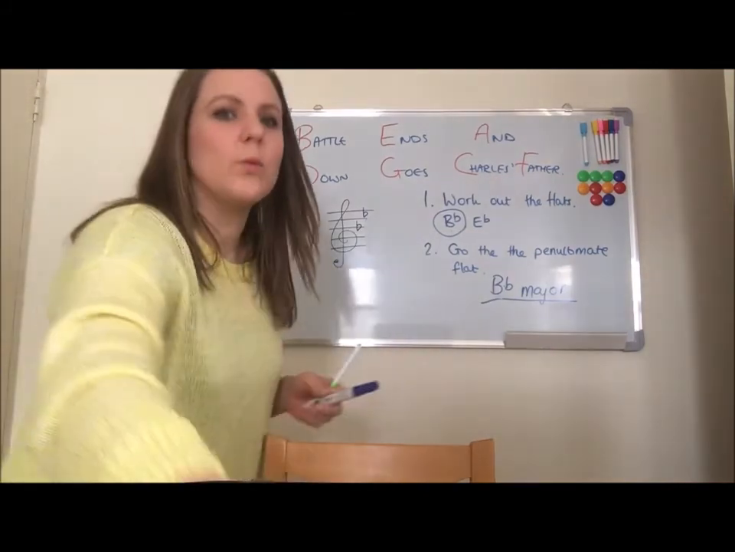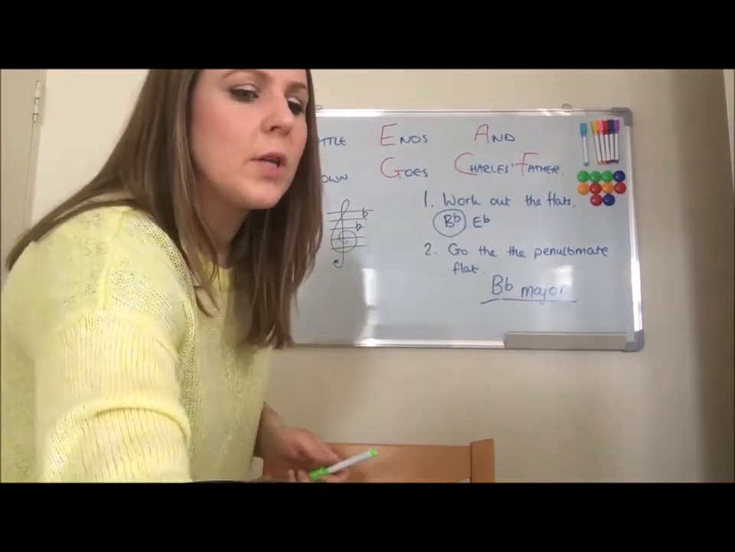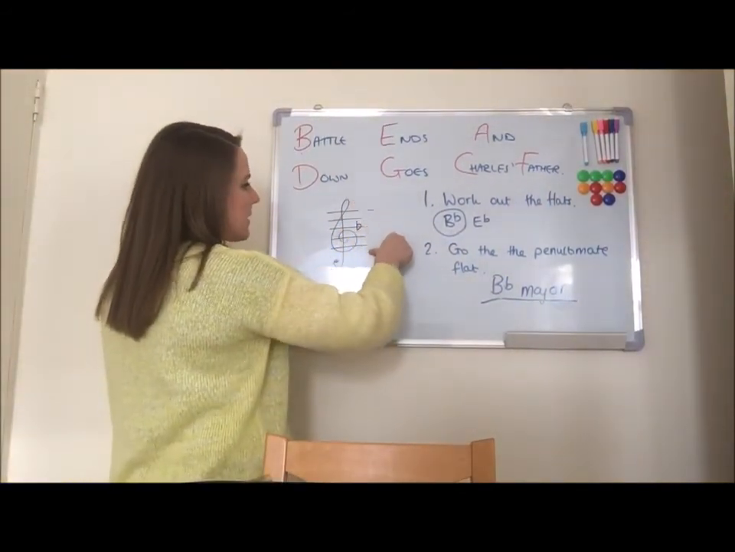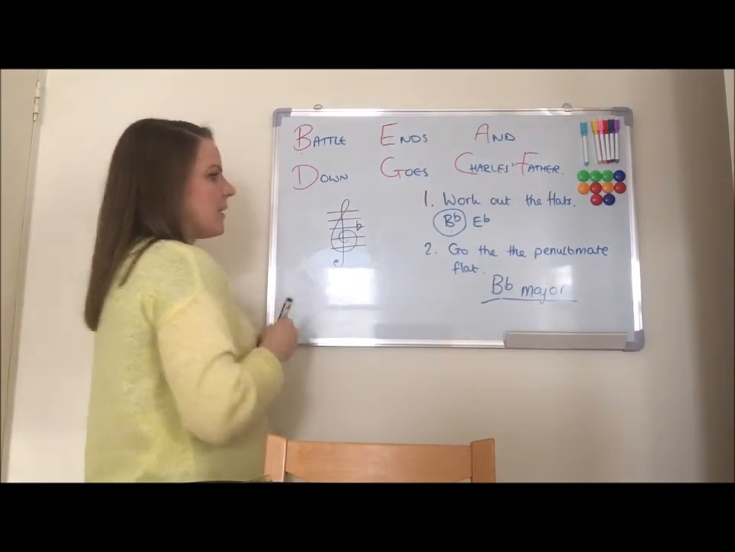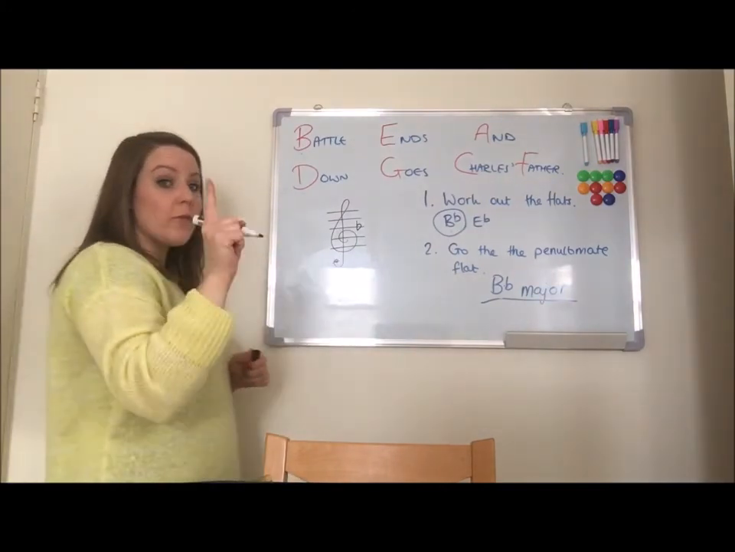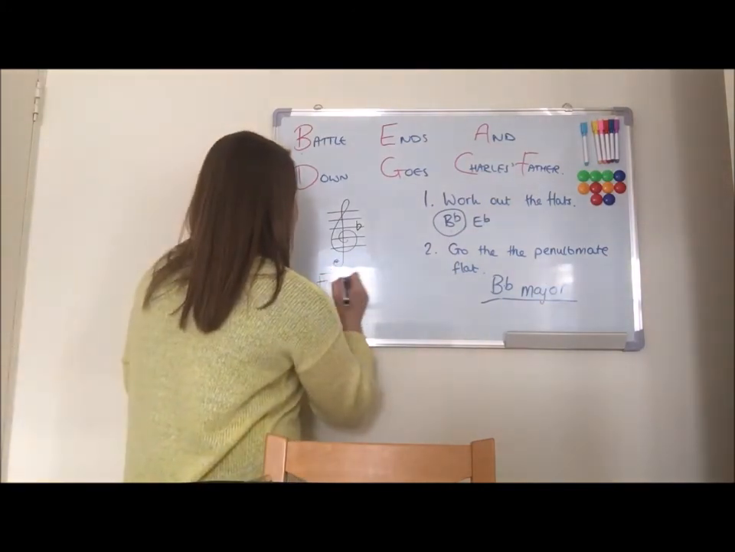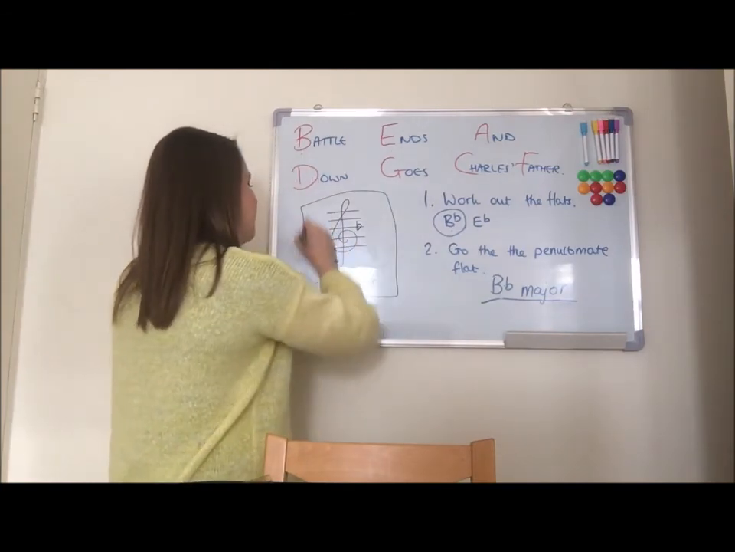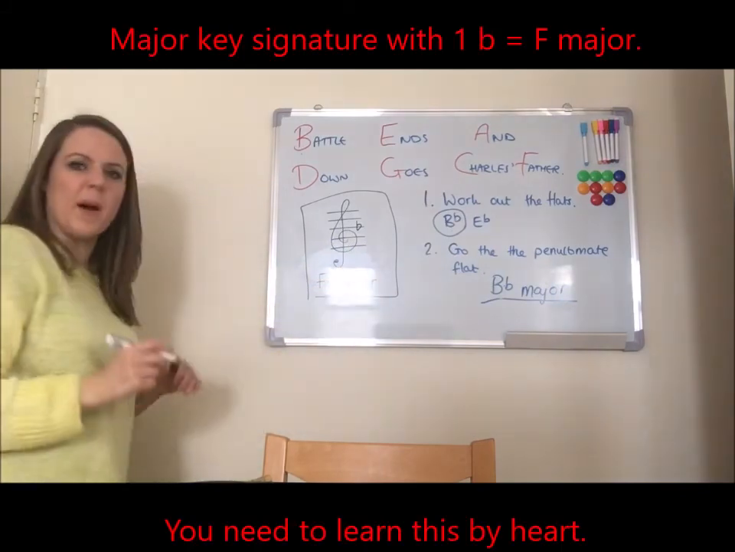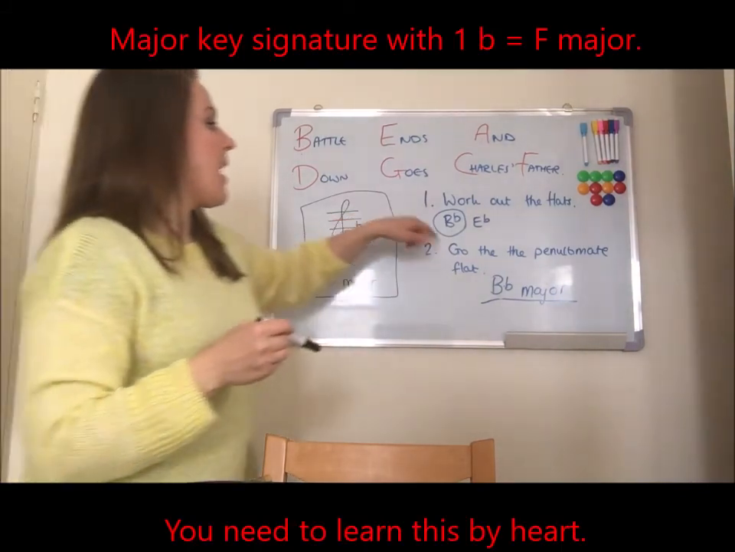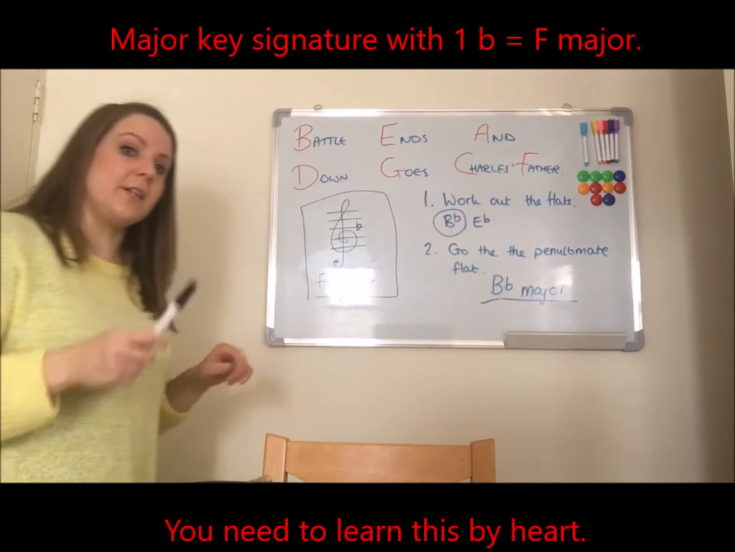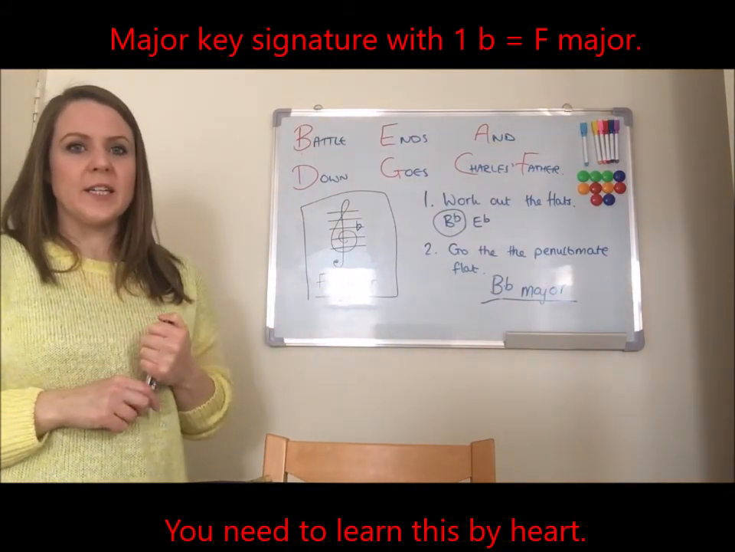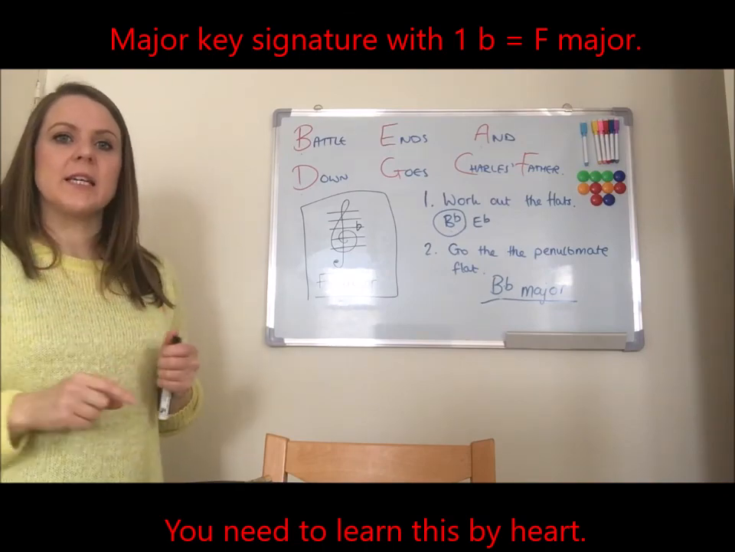Now, as always, there's an exception to the rule. If a key signature only has one flat, you're just going to have to learn this one. A major key signature with one flat is F major. That does not work if you follow those steps. It will come out incorrect. It will tell you it's F flat major, but it's actually not, it's F major. So for that one, you've just got to memorise it, I'm afraid. So a key signature with one flat is F major.